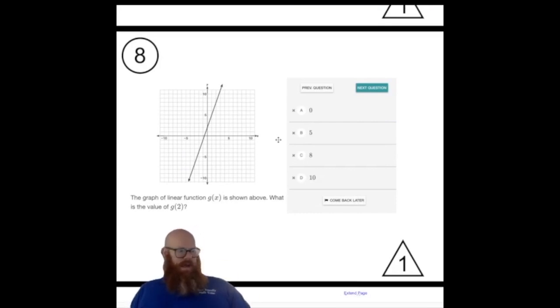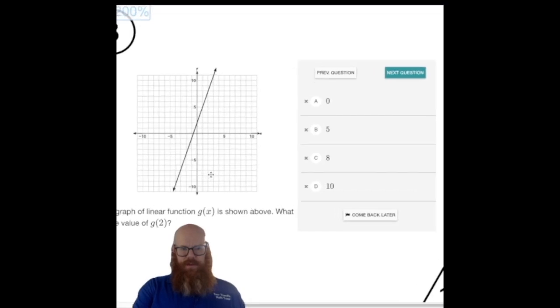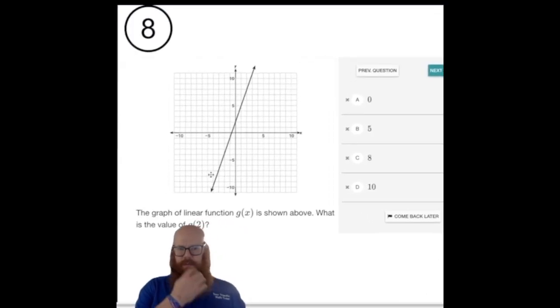In number 8, they are testing our ability to evaluate a function using a graph. Again, this one is not too difficult. I am going to try to zoom in a little bit just for this problem. And what's here, we got G of 2. Well, functions are input and output. So what's inside the parentheses here is our input, which is our x.